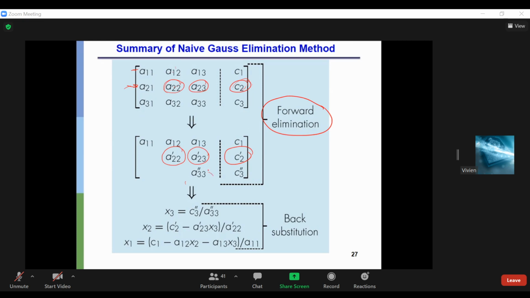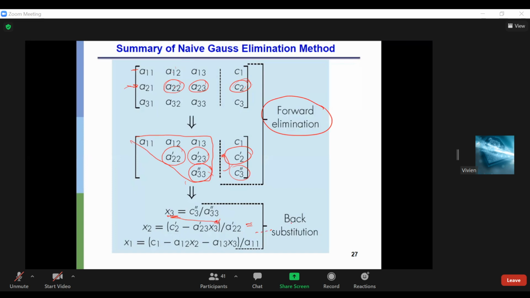Yeah. So once we have the upper triangular matrix, we can find x3, which is C3 double accent divided by A33. And then we get the value of x3, so we can continue to the second equation, which is x2 equals C2 accent minus A23 x3, in which we already have the value of x3, so we can calculate that, and all divided by the coefficient of x2. So here we have the value of x2.